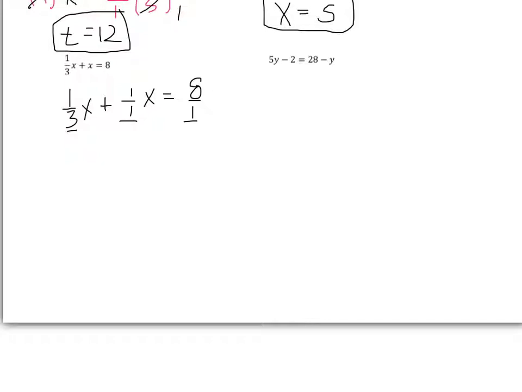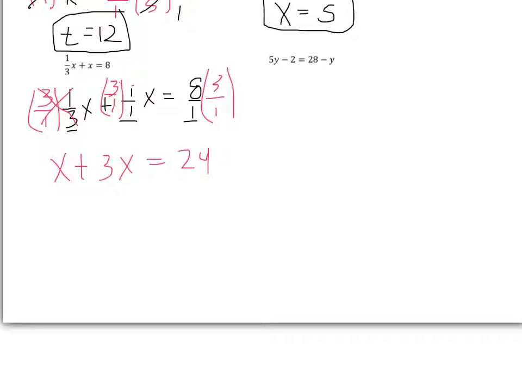So one thing that we can do, as long as we do it to both sides, okay, is multiply everything by 3. Now if I multiply this by 3, which is a 3/1, this by a 3/1, and this by a 3/1, notice what happens. This 3 cancels with that 3, and we get cancellation, so we get x plus, here, 3 times 1 is 3, divided by 1 is 3, so we get 3x. That equals 3 times 8, which is 24/1.